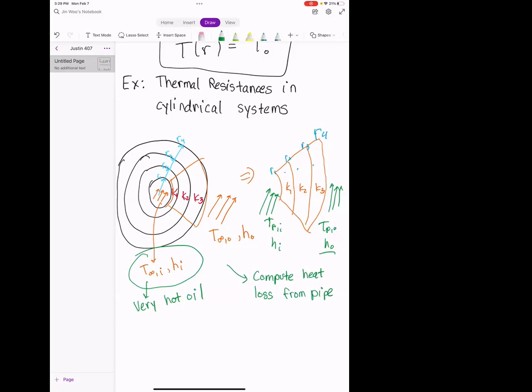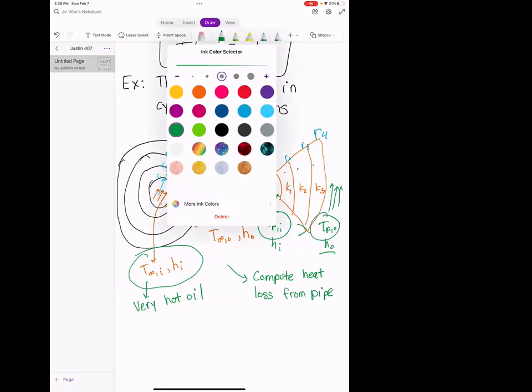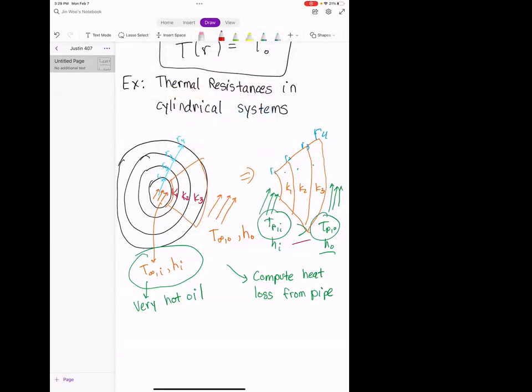Because, just like any heat transfer situation, if we have T infinity I, and if that's greater than T infinity O, right, then naturally heat is going to go that way, right? And so heat's always going to go from the high temperature to the low temperature. And so in order to perform the thermal design of the system, you have to compute how much heat we are going to lose in this situation, okay?